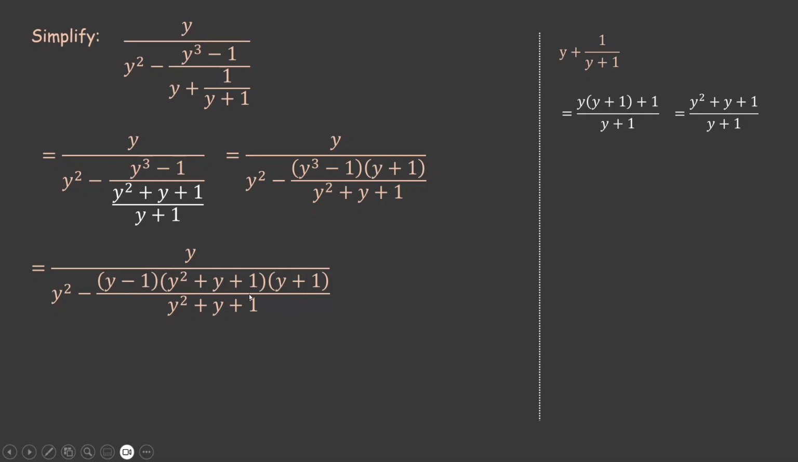Now we can cancel out this whole term y square plus y plus 1 with this y square plus y plus 1, which will leave us with y minus 1 into y plus 1, and that is y square minus 1. Now we'll open the bracket. It will give us y upon y square minus y square plus 1. These two will cancel out, which leaves us with y upon 1, that is y.